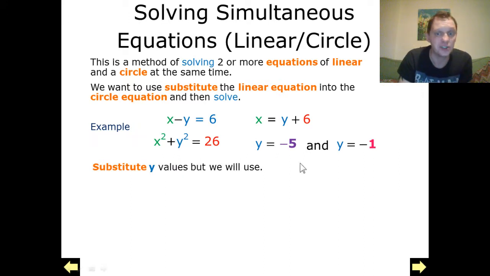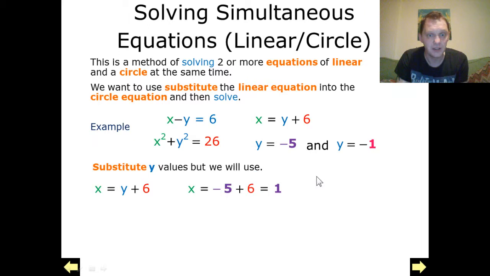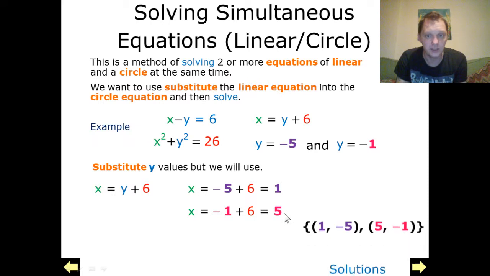Now we are going to substitute in our values for y into one of our equations, in which case I'm going to use my rearranged equation just here, because if I substitute my values for y, I'm going to automatically be solving my values for x, because that is my subject in this equation. So first substitution with my negative 5, I get x equals 1. And substituting in my negative 1, I get x equaling 5. So that means my solutions are 1, negative 5, and 5, negative 1.